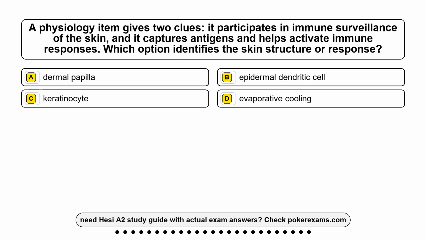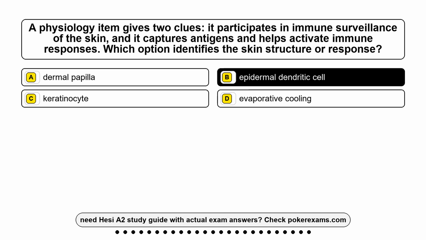Question 6. A physiology item gives two clues. It participates in immune surveillance of the skin, and it captures antigens and helps activate immune responses. Which option identifies the skin structure or response? Option A, dermal papilla. Option B, epidermal dendritic cell. Option C, keratinocyte. Option D, evaporative cooling. The correct answer is option B, epidermal dendritic cell.